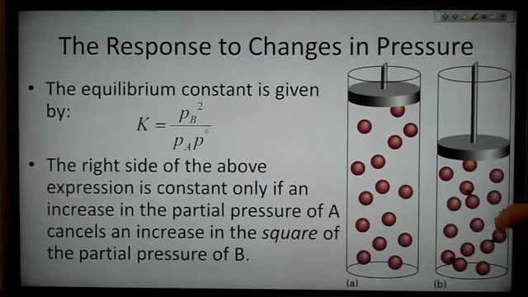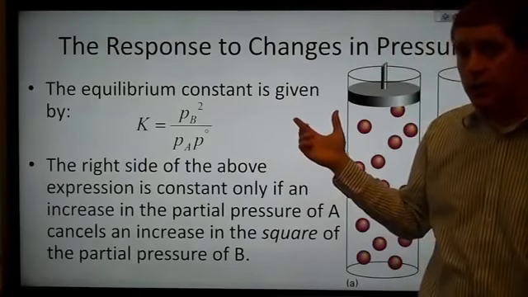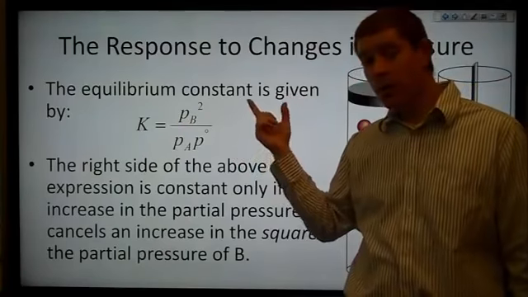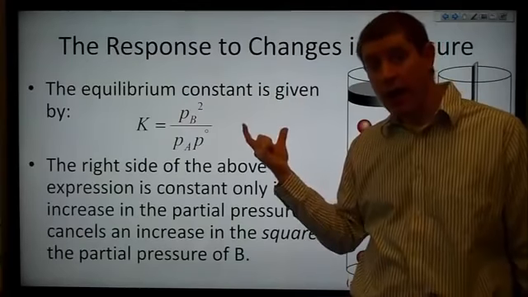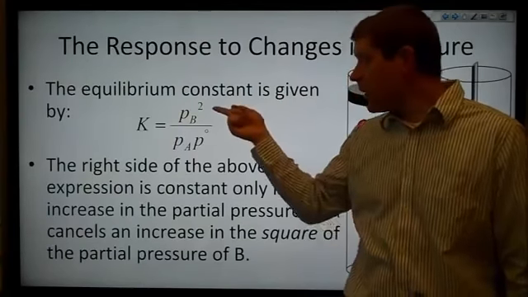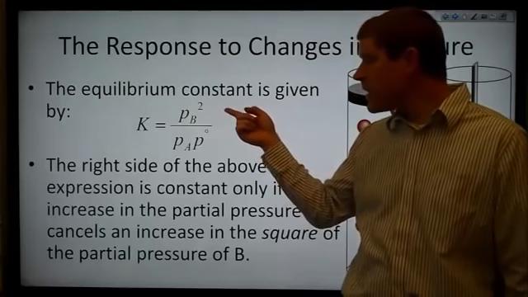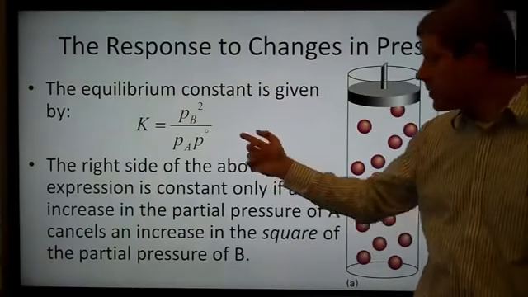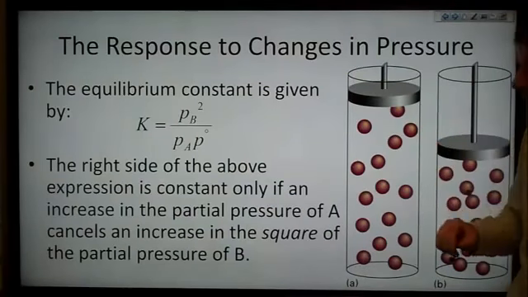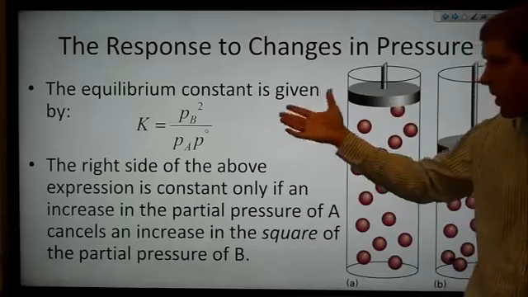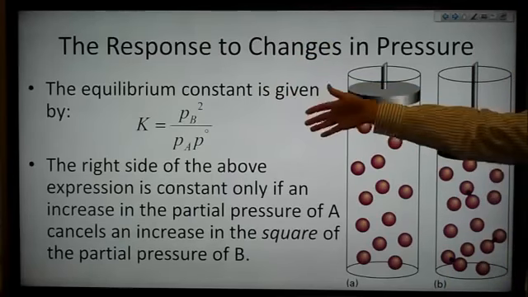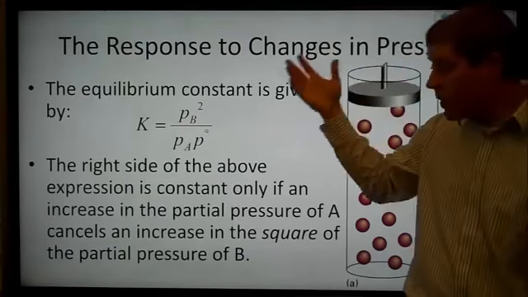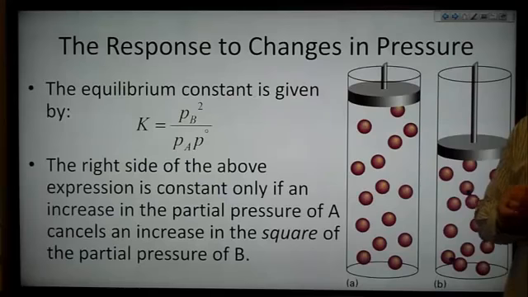But the equilibrium constant doesn't necessarily scale with that ratio. So in this case, we have 2B being produced for every A that gets destroyed. And so now our equilibrium constant is the pressure of B squared divided by the pressure of A times the standard pressure, so 1 bar. So that P° is 1 bar. So the right side, this fraction here, is constant only if our increase in partial pressure of A cancels an increase in the square of the partial pressure of B, which won't happen.